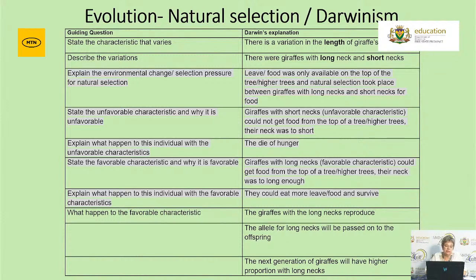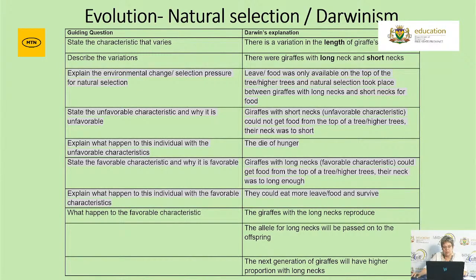So when food was only available on top of the trees or in higher trees, natural selection took place between giraffes with long necks and short necks. So if it was dark-colored and white-colored mice, then we will say the selective pressure was that the owl in the night can only see the white mouse or was hunting in the night, and therefore there was this natural selection between white mice and dark mice. So please, we must state the characteristic that varies, then we name the variation.